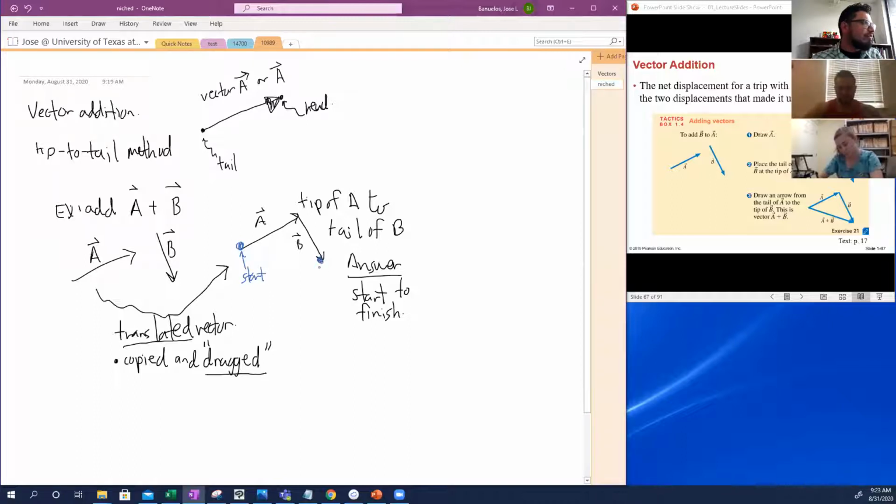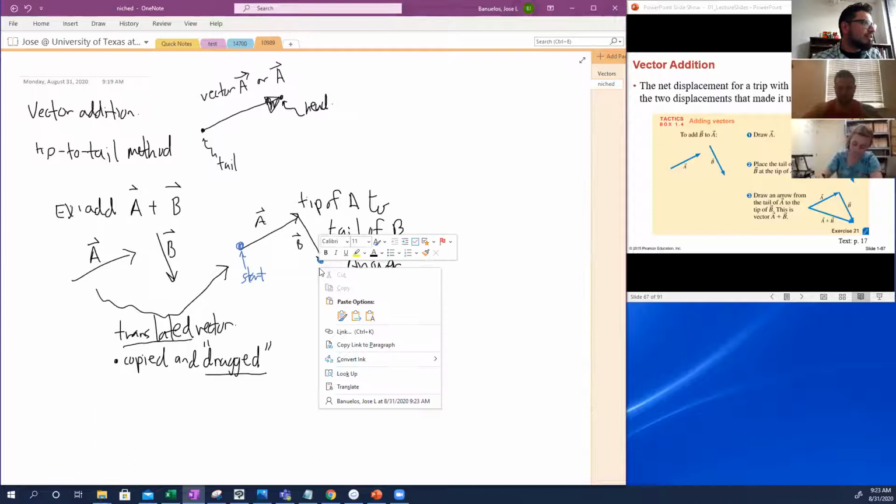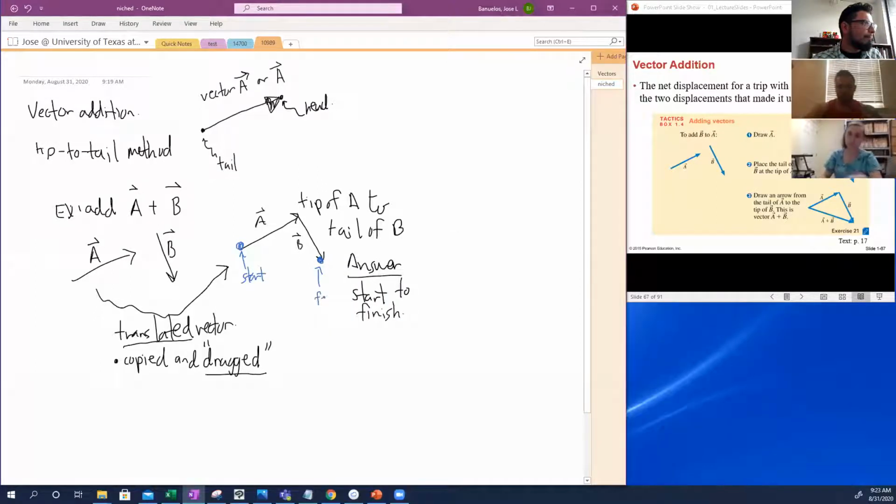And the tip of B, that's where we finished. And so start to finish, that means that we're going to make a new vector that connects the beginning point to the ending point. So this arrow here, that's basically our answer. So we can call this a vector C, where C is the answer. So in this case, A plus B equals a new vector called C, which I just drew on the screen here.